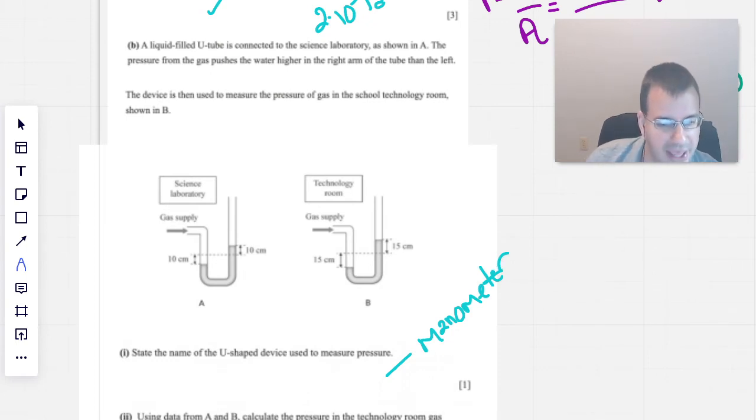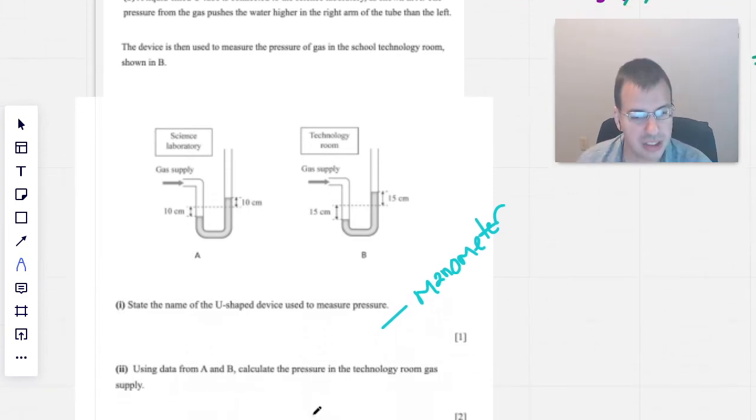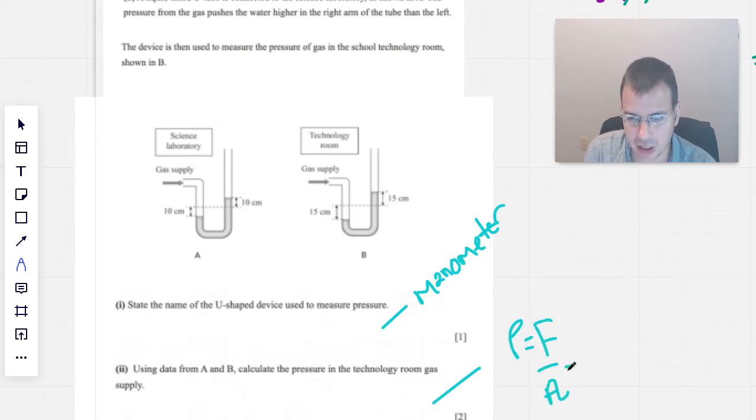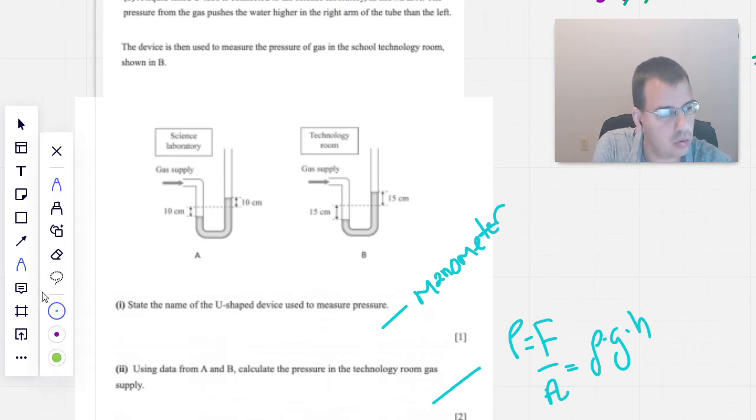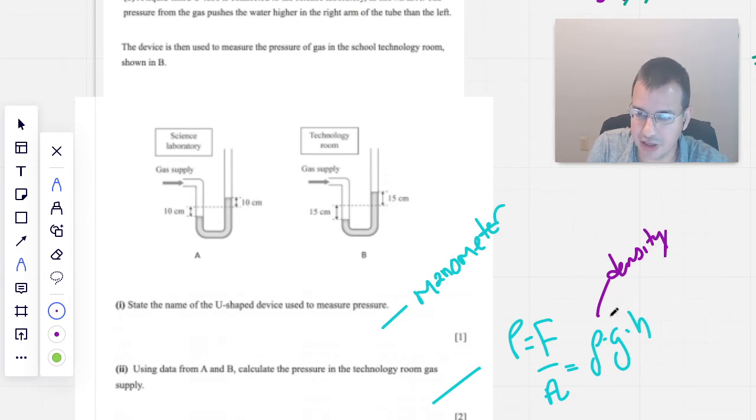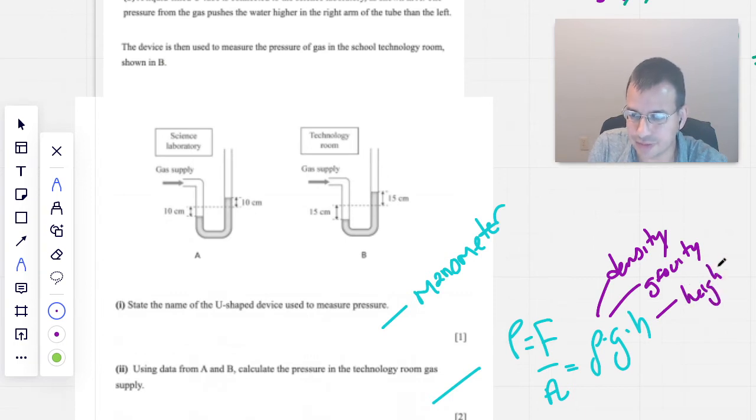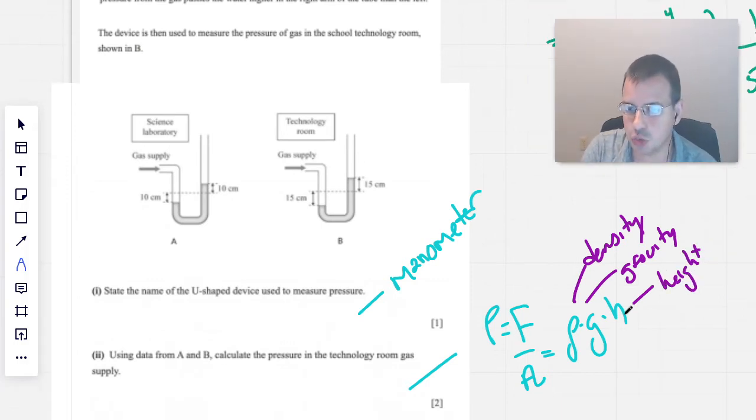Using the data from A, calculate the pressure in the technology room gas supply. We said that the definition of pressure is force divided by area. Well, another way of writing that is rho g h, where rho is the density of the fluid, g is gravity, and h is the height of the fluid. So you could derive this formula by breaking things down. Basically this is mass divided by volume times gravity times height.